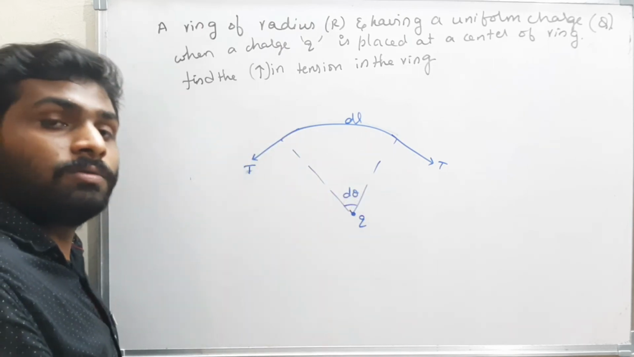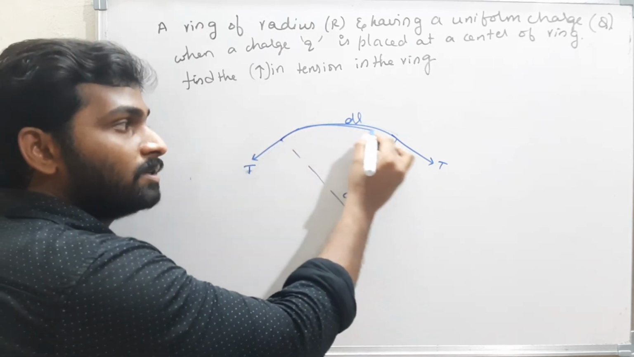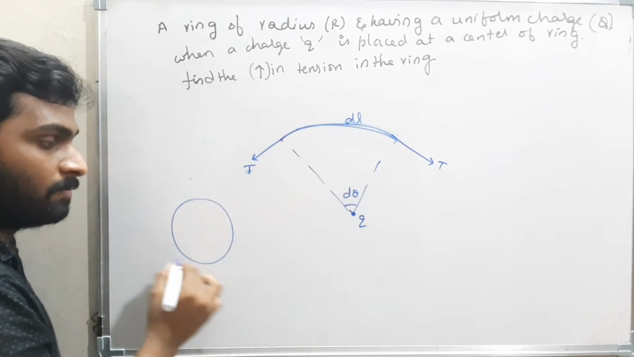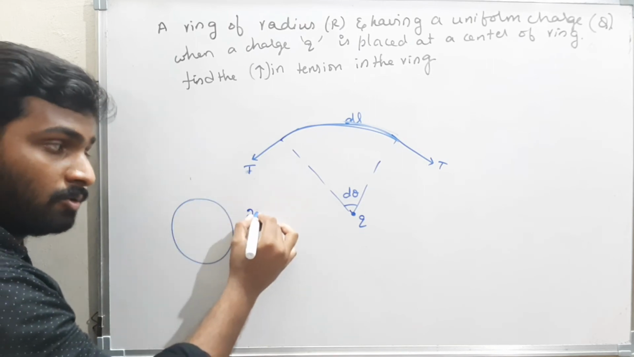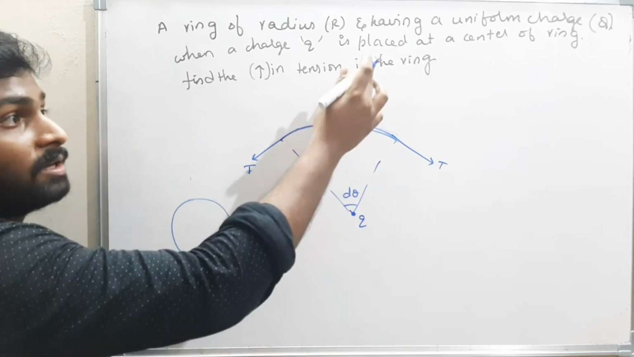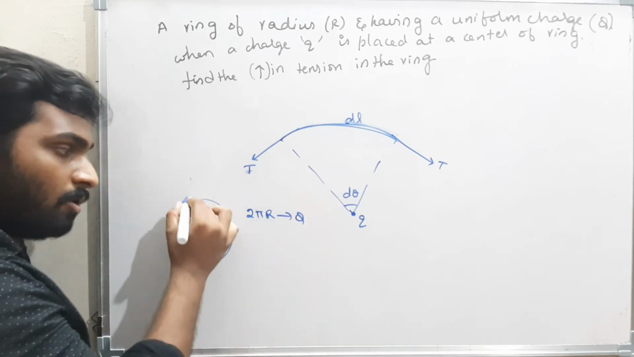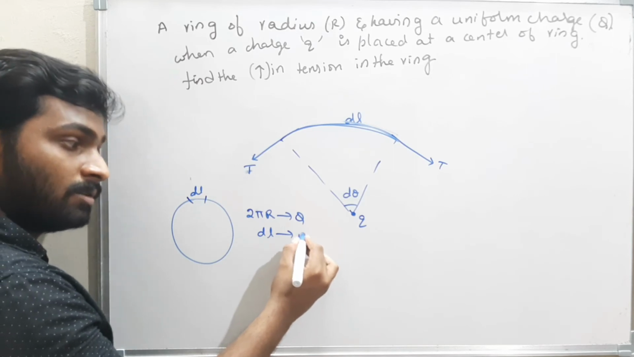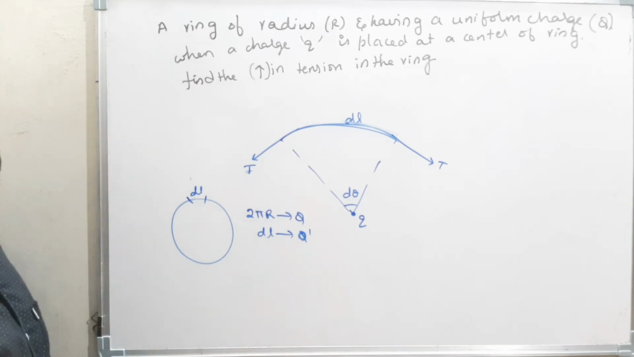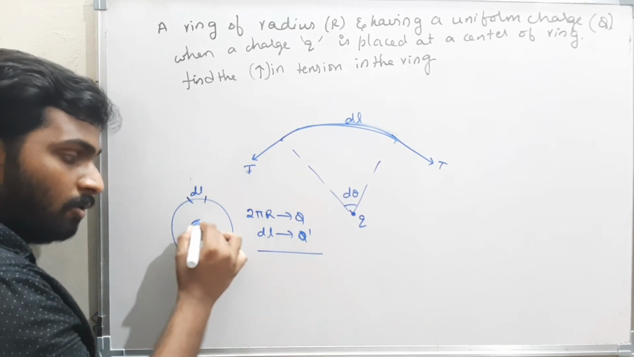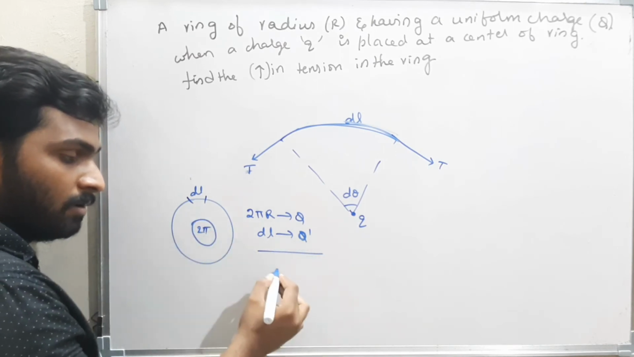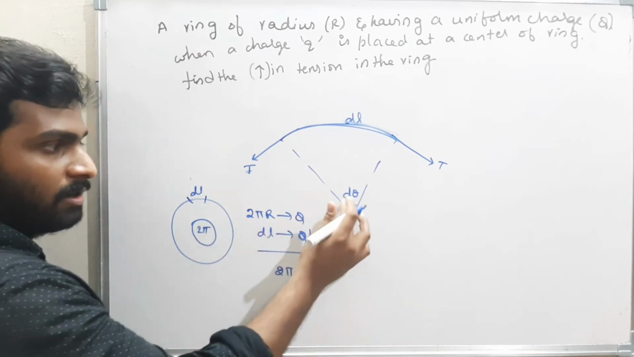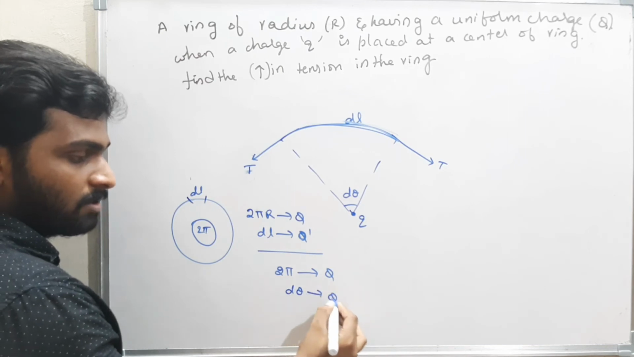Okay. Now, what is the charge present in this dl? For the whole circle, the length is 2 pi r. For 2 pi r, the charge they gave us is Q. And for a small length dl, now what is the charge? The charge is q dash. Or I can assume like this. For the whole angle, what is the angle? The angle is 2 pi. For the whole angle 2 pi, the charge is Q. And for a small angle d theta, the charge is q dash.